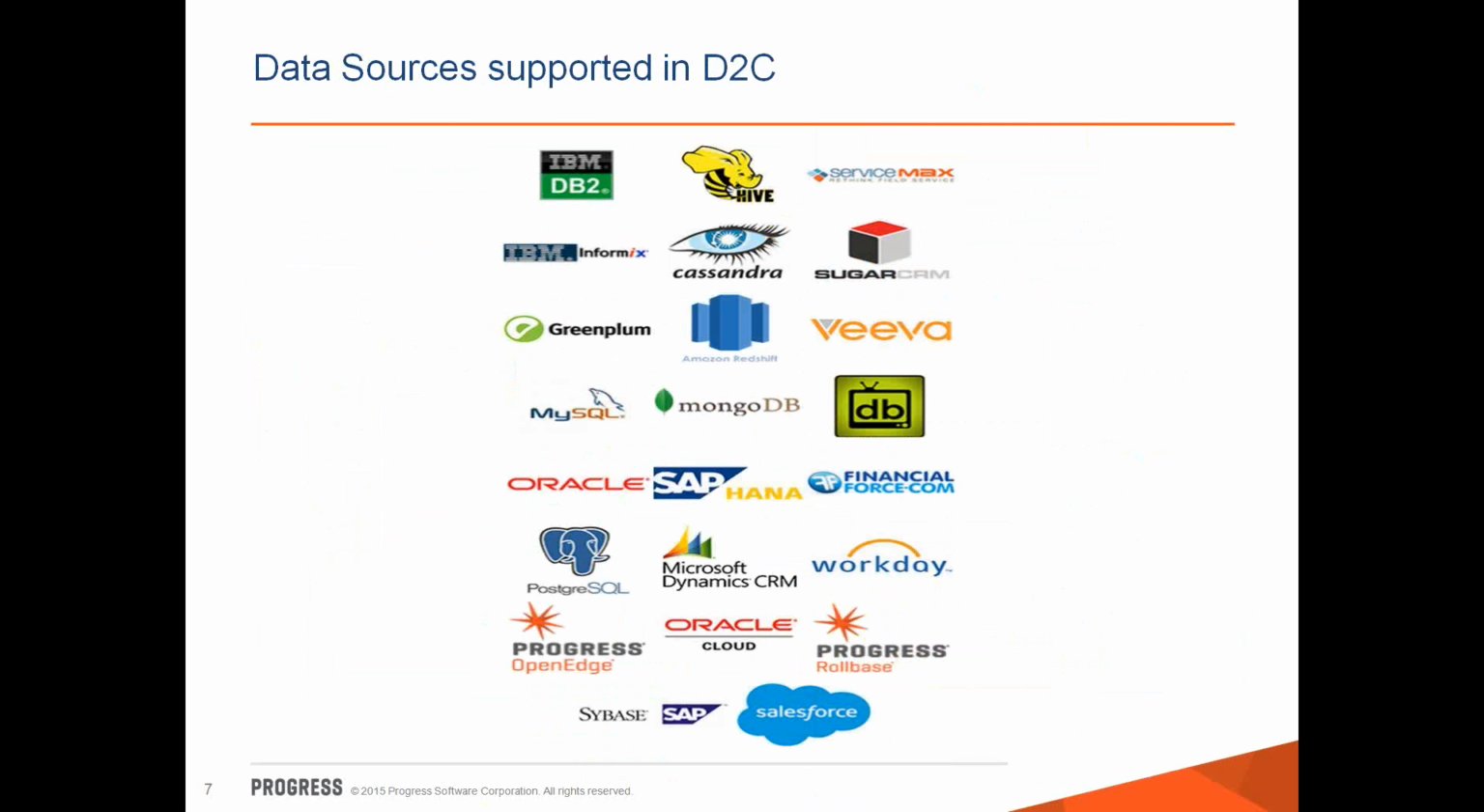These are a few of the data sources that we support from DataDirect Cloud. You can spot Salesforce, Microsoft Dynamics CRM, Oracle, MySQL, all major players in the DB landscape, IBM DB2, and some of the big data players like Apache Hadoop Hive. These are the various data sources that we support access to from our D2C.